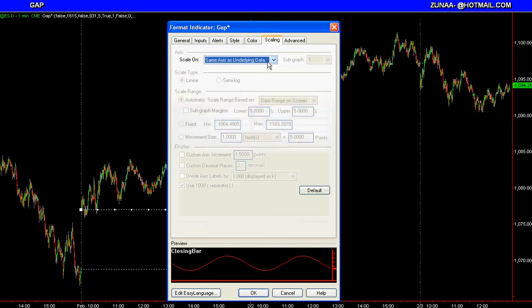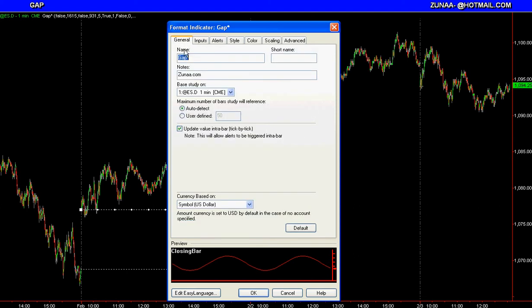And you would just put it the same as underlying data, the scaling. And if you have several, for example, let's say you have ES and you're looking at SPY also, you could apply it to both on the same chart.